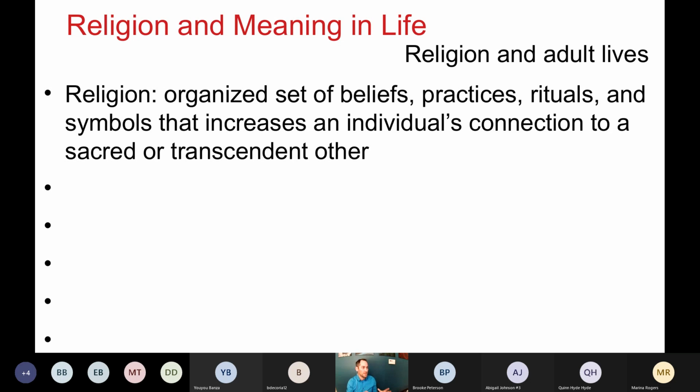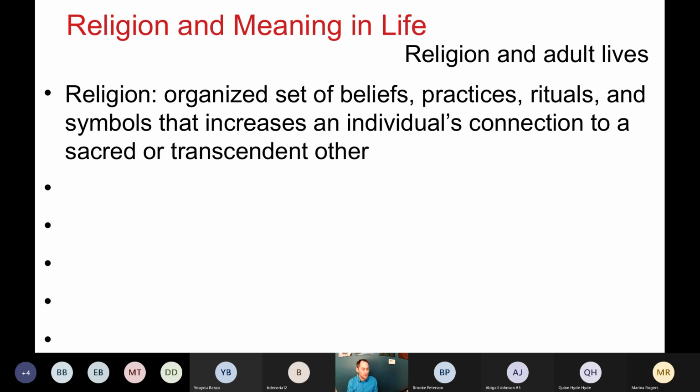So for our purposes, religion is an organized set of beliefs, practices, rituals, and symbols that increase an individual's connection to some kind of sacred or transcendent other. So you need those components. Beliefs is pretty universal in all the definitions, whether you're in sociology or not. Practices and rituals are different things. There are specific rituals you might do, but also practices as well.